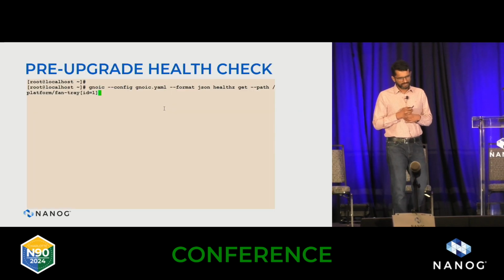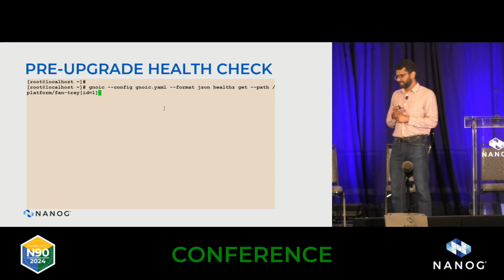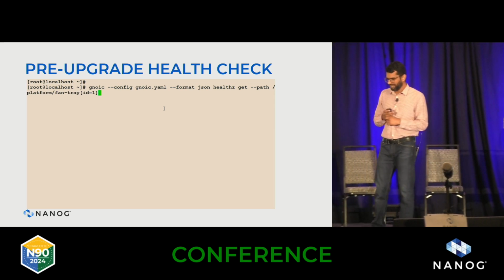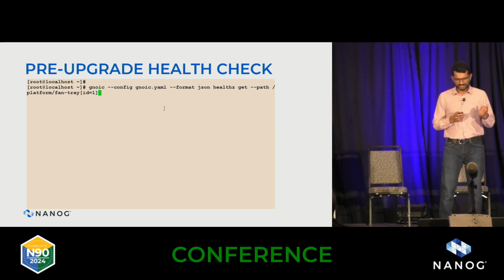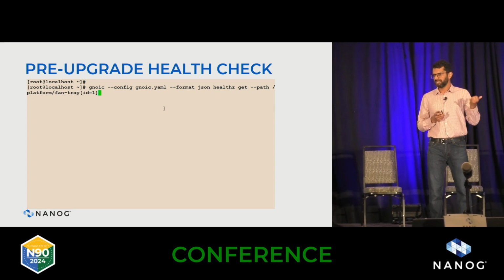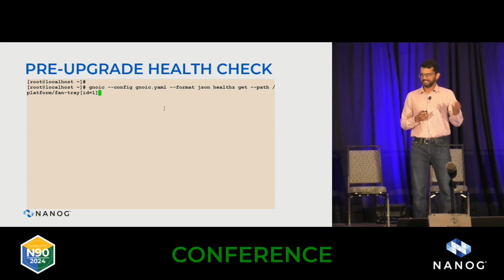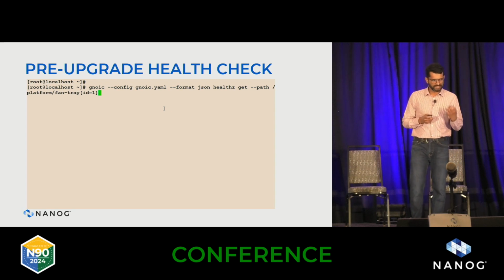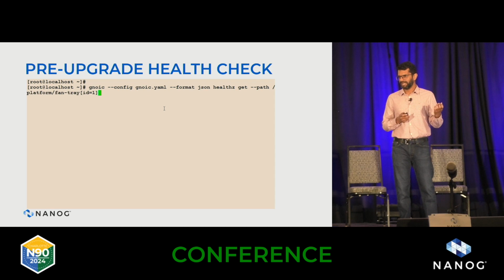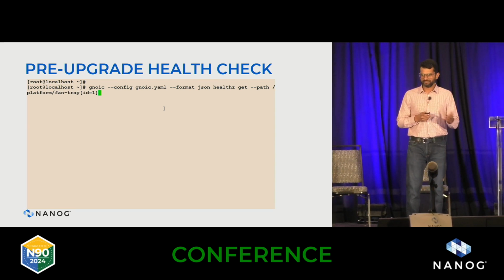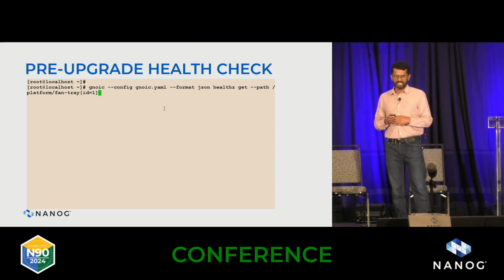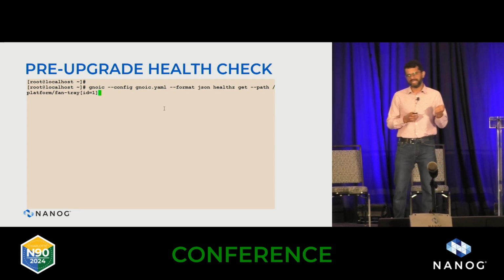So here we are using the gnoic tool. The gnoic tool is installed on a client running Linux. The gnoic tool needs to know your target node IP, the login, and if you're using TLS, certificate locations. All that information is stored in that gnoic.yaml file that I'm using here. And then we are using the healthz service in this example because we are doing a pre-upgrade health check, and we are going to check the health of the fan tray in slot 1.